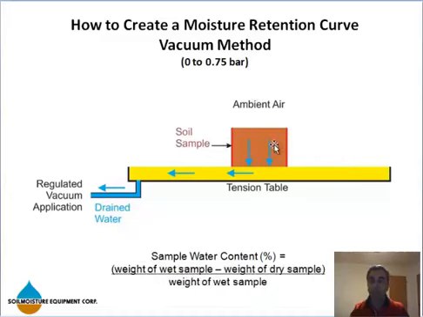So you start with a saturated sample over a saturated tension table, start applying a regulated amount of vacuum, and once the sample comes to equilibrium with the vacuum level applied, in other words, when your sample stops dripping or draining water, then you go ahead and remove it from the tension table, weigh it wet, weigh it dry, and basically calculate the soil water content. And that would be another point for your moisture retention characteristic curve.